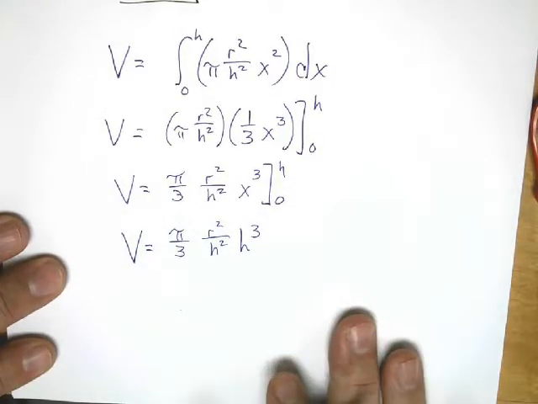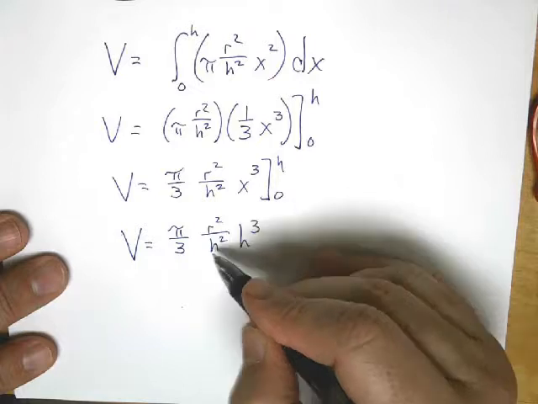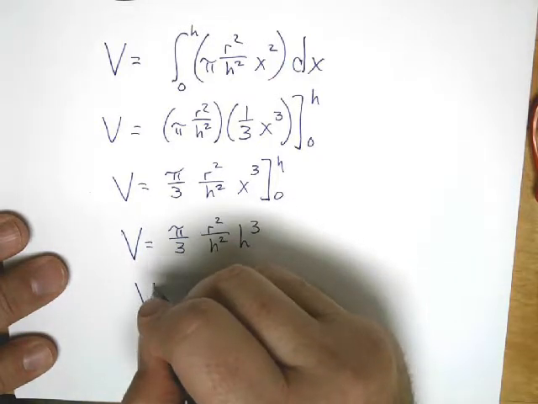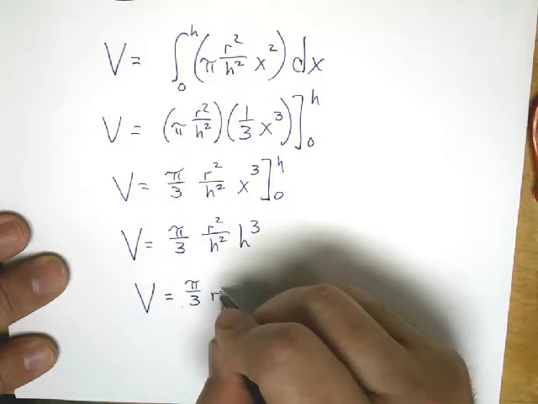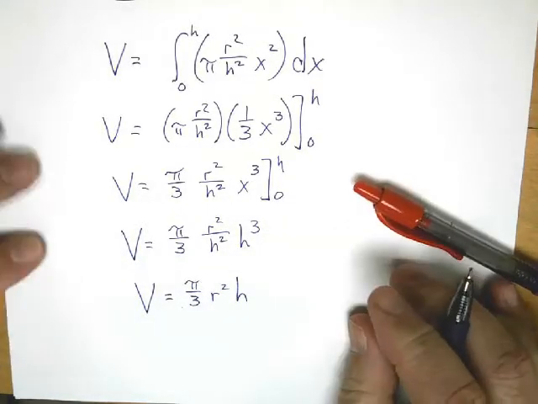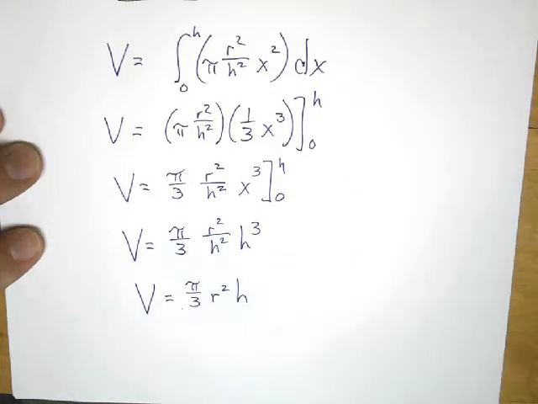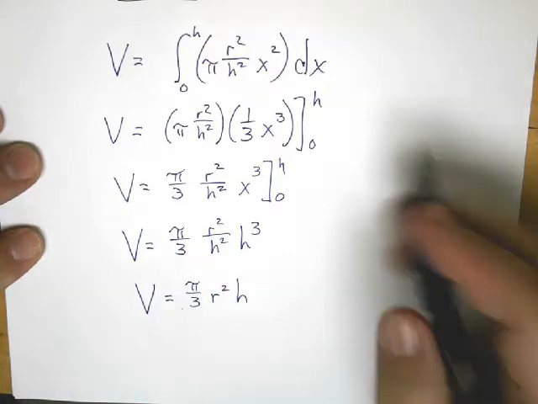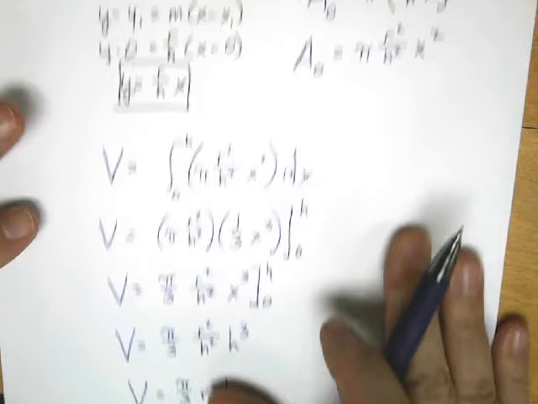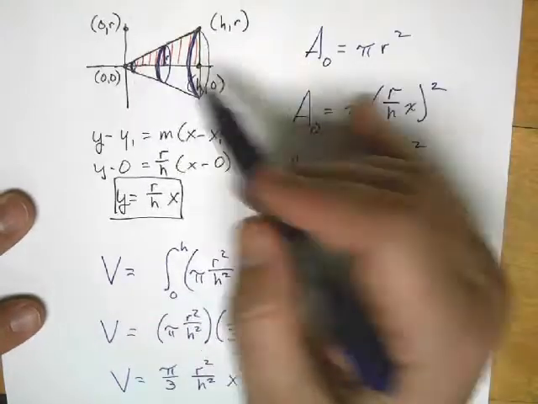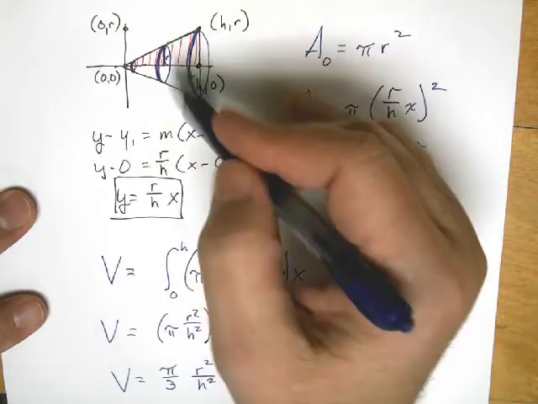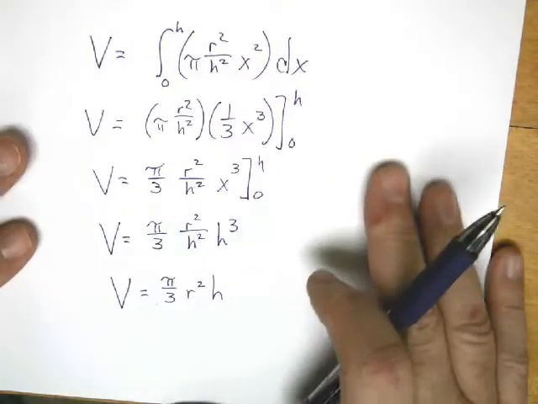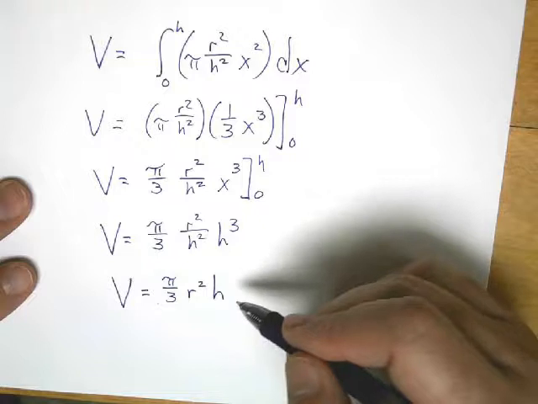So we're going to have that, and as we can see, we're going to have h cubed over h squared, and so what we are left with is volume equals pi over 3 r squared times h, which, how about that? That is the volume of a cone. And so what we have just done on this particular problem, the way I set this up is with this linear function, and that is indeed a cone. We have derived the formula to find the volume of a cone.